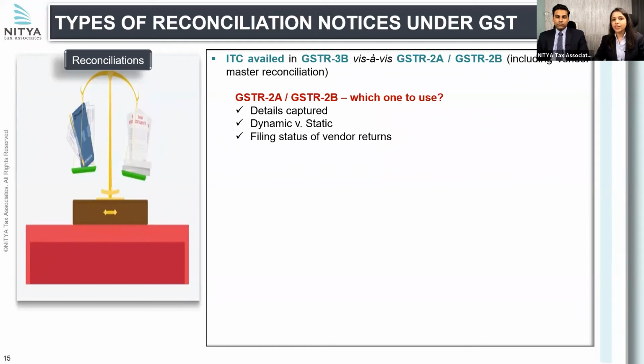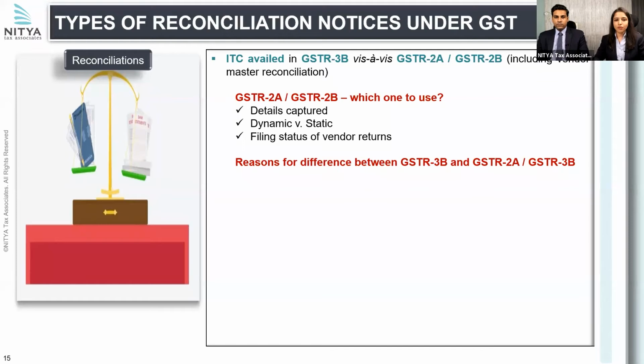Filing status of vendor returns. This is a new facility which has been lately introduced in GSTR 2A and 2B. In 2A, the filing status of the vendor in GSTR 1 along with 3B both are available, which can help us track whether the 1 and 3B both have been filed by the vendors or not. Accordingly, we can do a vendor master reconciliation. However, in GSTR 2B, as of now, only the GSTR 1 filing status is available.